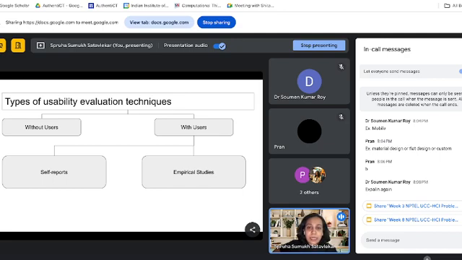Can you tell me what I have to explain again? Which slide were you talking about? The exam thing or these types of evaluation techniques?